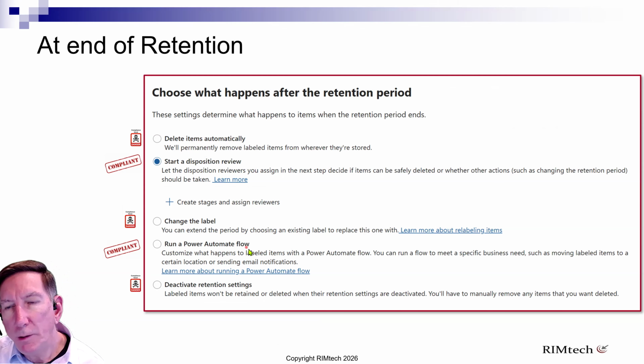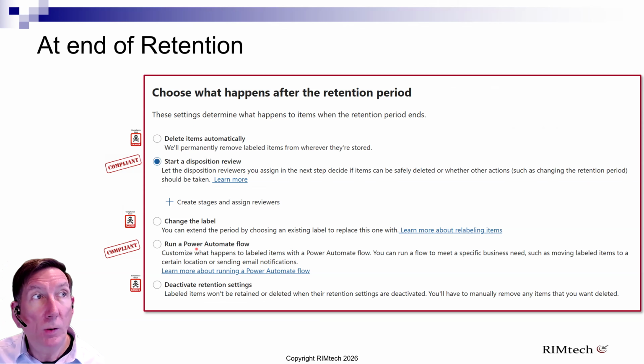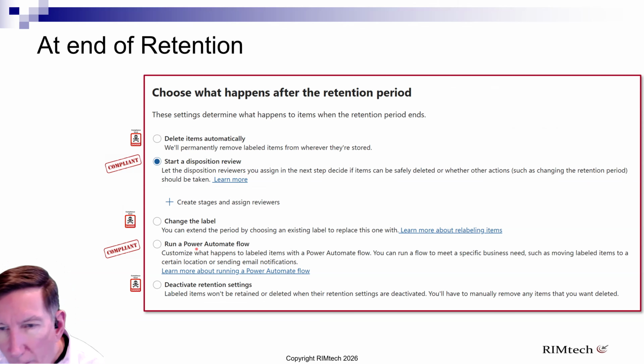Run a Power Automate flow. What does that mean? That means at the end of the life cycle, I'm going to write some custom programming to do what I want to do. That is a good thing. Why? Because Purview has no transfer. So how do you transfer to archives at the end of a life cycle? You run a Power Automate flow. I'm going to have a whole video just on that alone. Deactivate retention settings. Again, excuse me? Why would we do that?